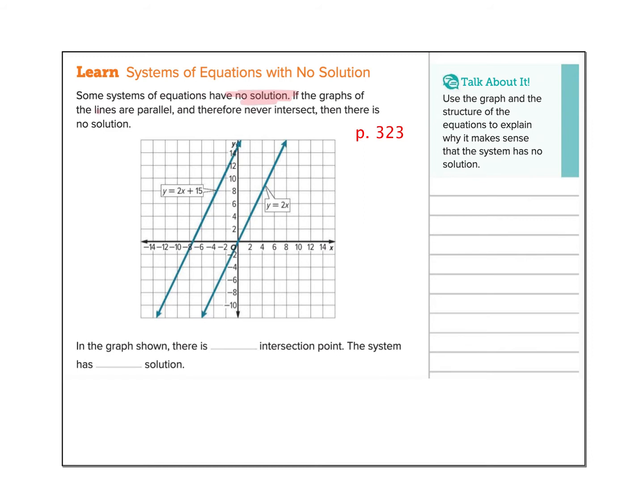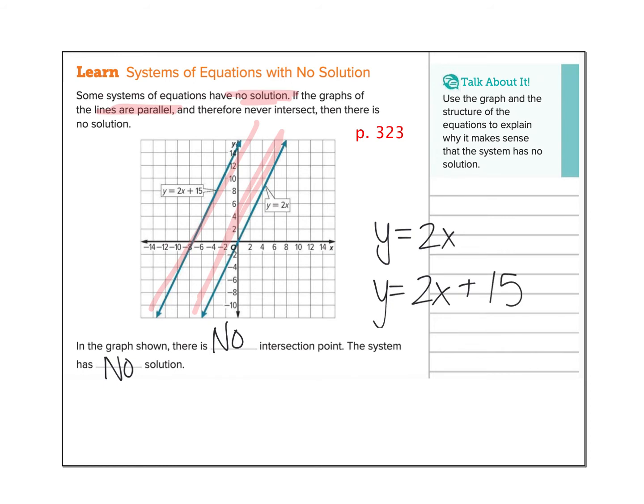And the reason for that is the lines are parallel. So they will never cross. They're just going to keep going like that forever. So if I come down below here, it says in the graph, there is no intersection point. So the system has no solution. Okay, so look at their equations. I just want you to start looking at this to see what you notice. Do you notice anything about these two equations that is the same or different?